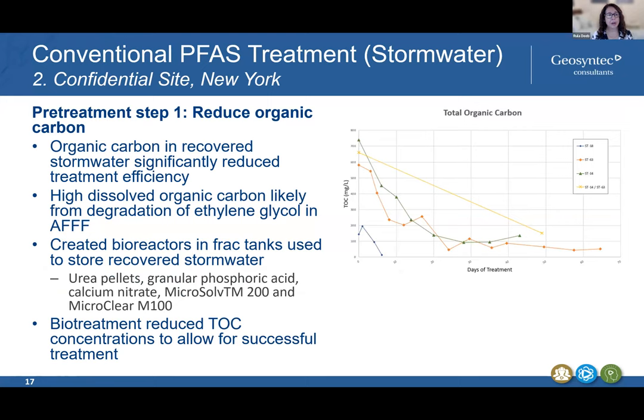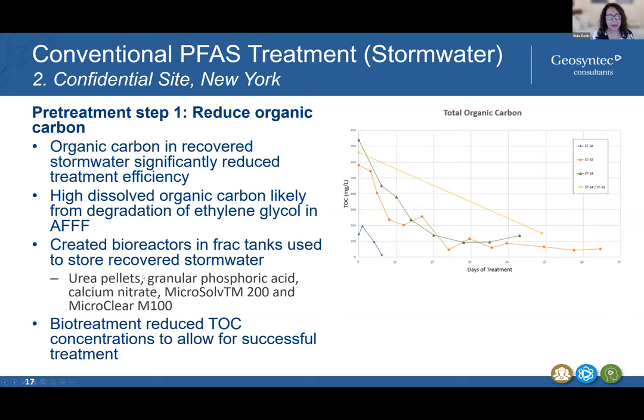So shifting to pretreatment. Initially, organic carbon was really high in the stormwater. And this is a fluoroelastomer foam, so it has a lot of ethylene glycol in it. So what we tried to do is we were collecting the stormwater in frac tanks. And to try and knock down the total organic carbon in those frac tanks, we tried to add a lot of stuff, and I'll describe what stuff I'm talking about here, in the frac tanks to turn them into bioreactors.